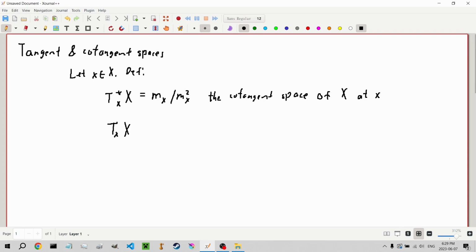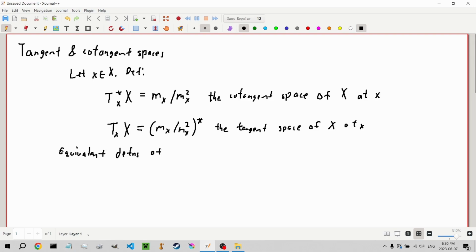And then the dual is we just swap where the dual is and get the dual of m_x over m_x squared, this being the star. This is the tangent space of X at x. And there are equivalent definitions we can look at. Equivalent definitions of the tangent space of X at x.